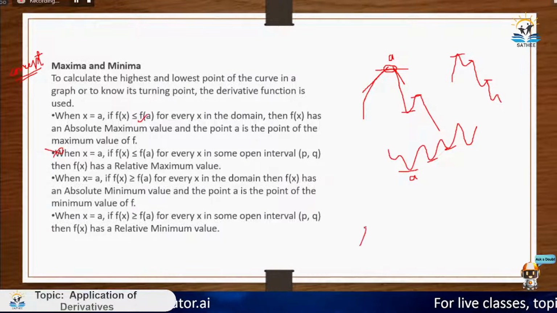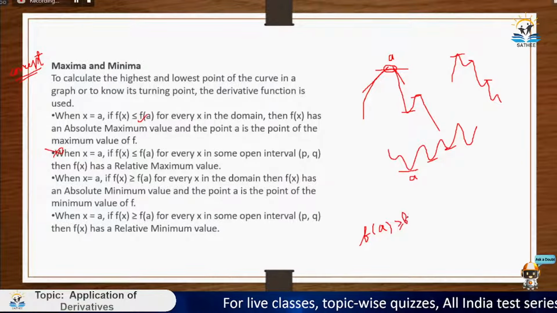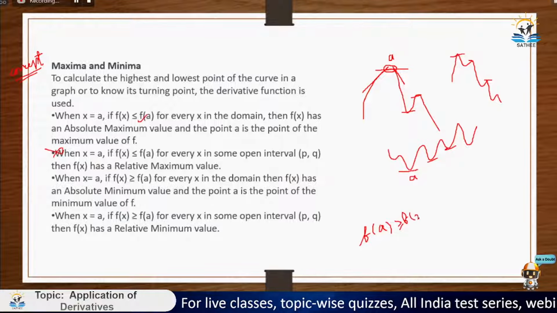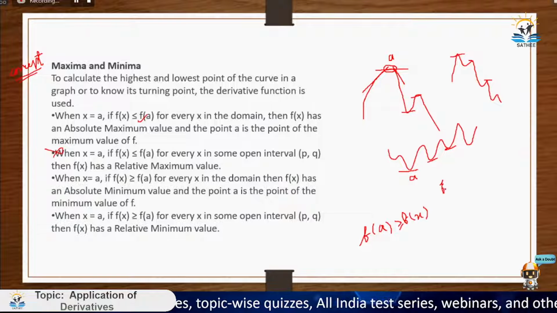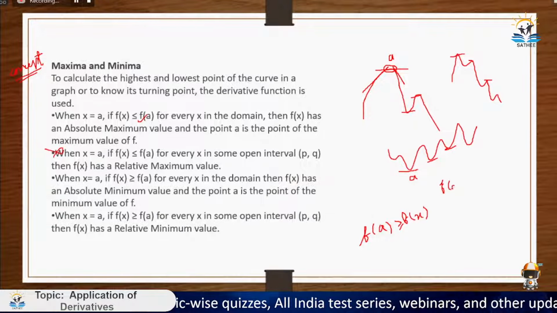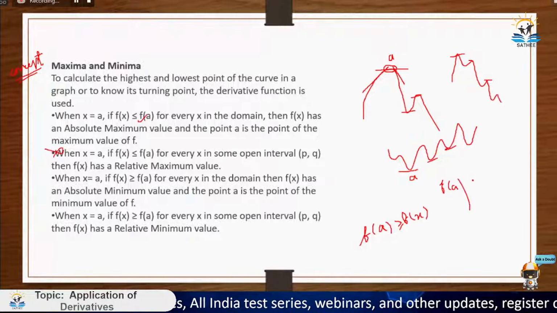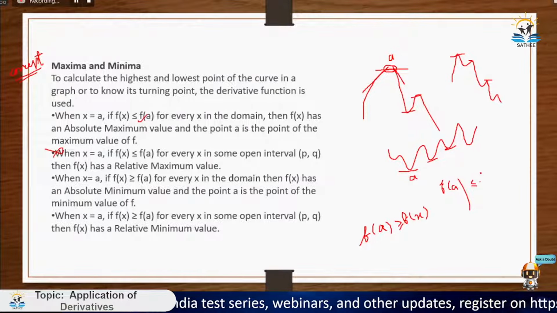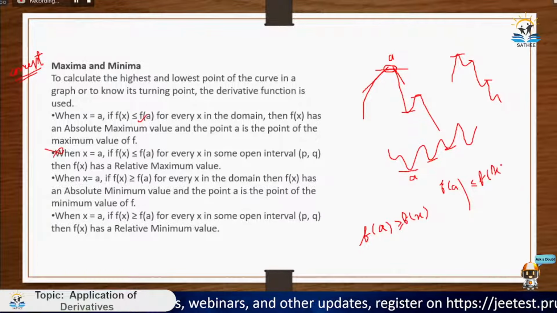That is, अगर मेरा maxima का point आएगा, मतलब if a is a point of maxima, then fa would be always greater than equal to fx. And if my point is of local minima, then my fa would be always less than equal to f of x. Okay, so I hope you got it.